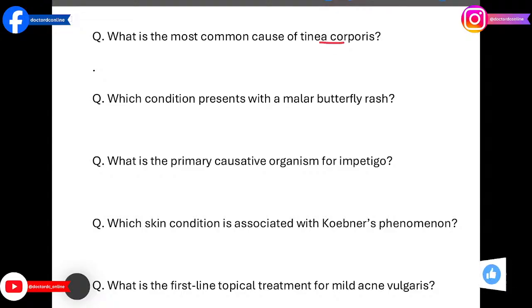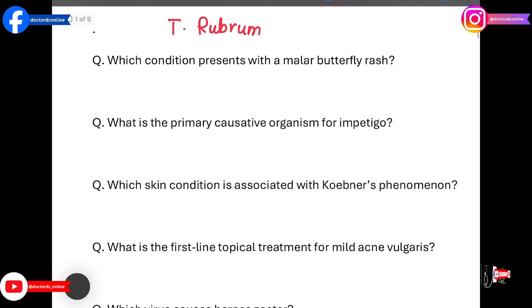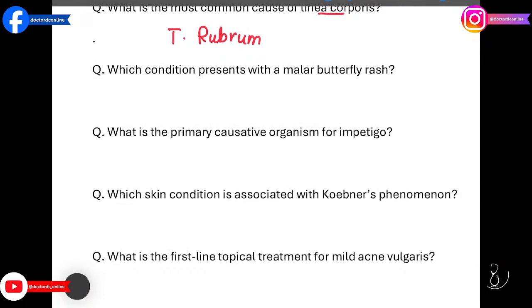What is the most common cause of tinea corporis? Trichophyton. This dermatophyte causes ring-shaped scaly lesions with central clearing, often spread by direct contact. Which condition presents with a malar butterfly rash? Systemic lupus erythematosus (SLE). This photosensitive rash across the cheeks and nose is a hallmark of SLE, often with systemic symptoms.